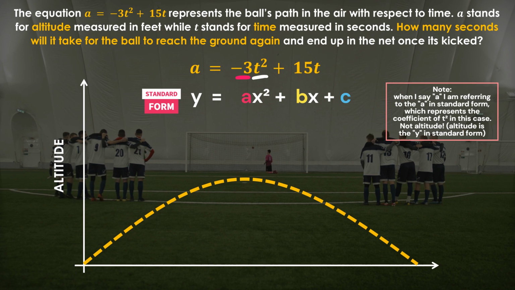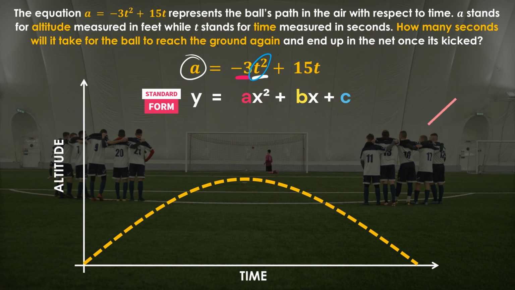Usually we have y equals the quadratic, but in this case we have a equals the quadratic, and a stands for altitude, which is just a fancy word for height. Instead of seeing x squared, we have t squared, and t represents time, so we know the x-axis is time. Now we just have to reason through the rest of it.